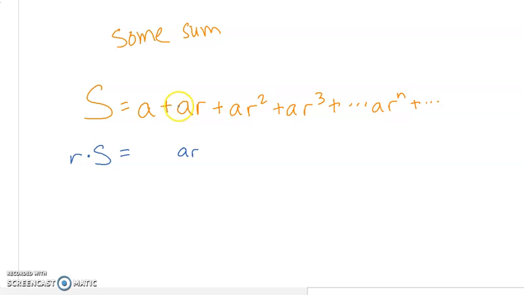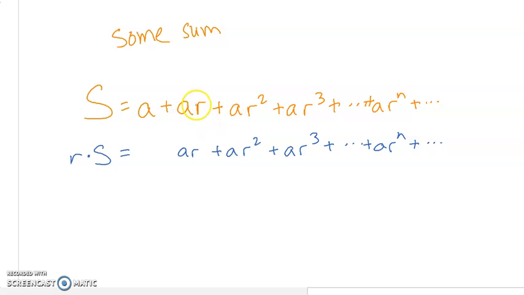Then I multiply ar times r, I'm going to get ar squared. I'm going to multiply ar squared times r, I'm going to get ar cubed. And oh my goodness, this is just going to keep on going and going. We're going to have ar to the n minus 1 somewhere, that when we multiply by r, we're going to get ar to the n. And that's just going to keep on going. In fact, it's kind of bothering me that I left out this plus.